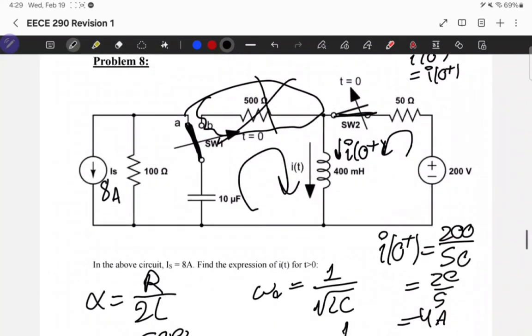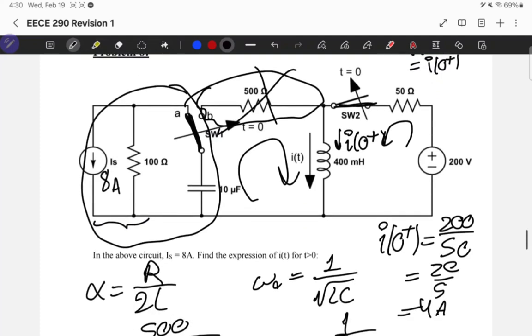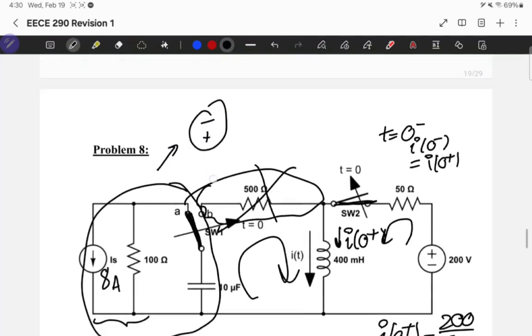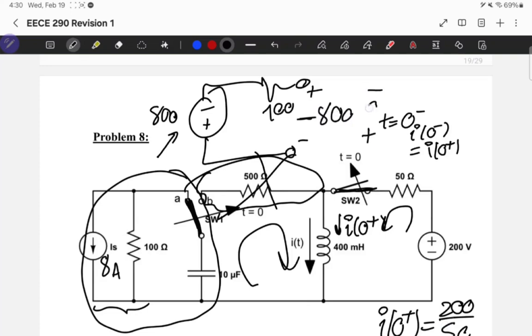Now from the circuit before switching, I have this capacitor with this branch in here, the current source and the resistor. What I can do is a source transformation. The value of the voltage is 8 times 100, so 800. The resistor is 100, and the capacitor is open circuited. So the voltage in here is minus 800. If I flip polarity, I get 800 volts.